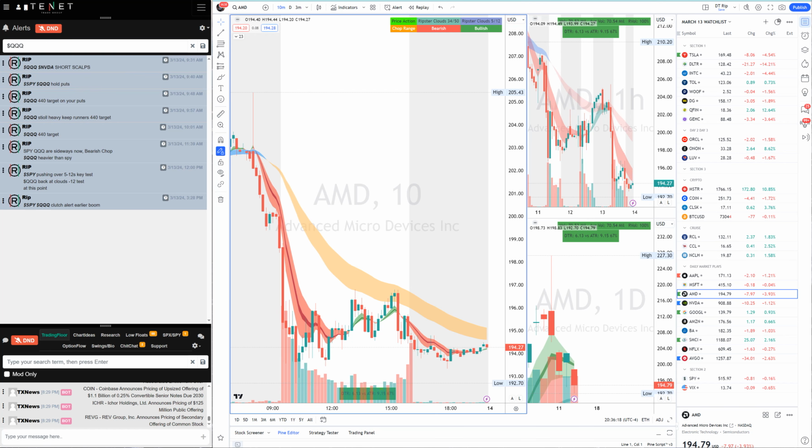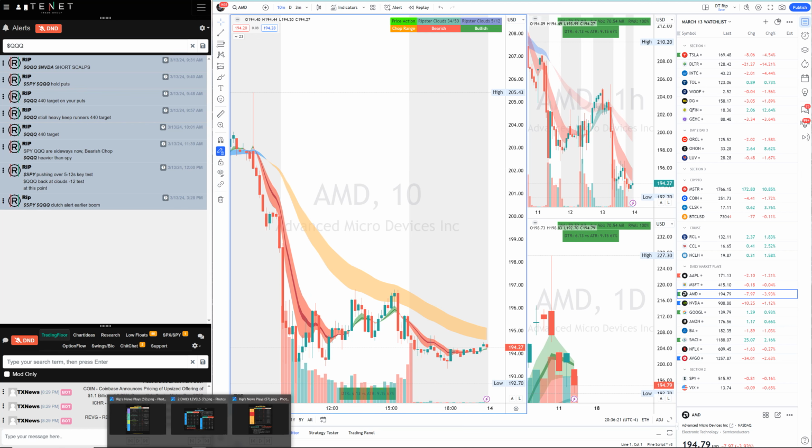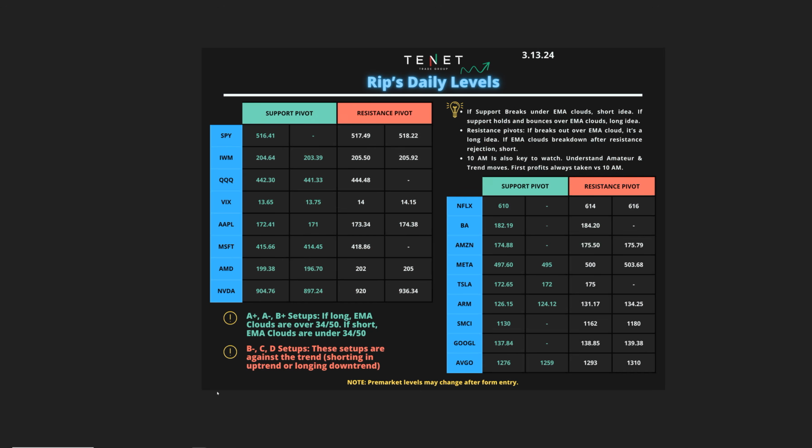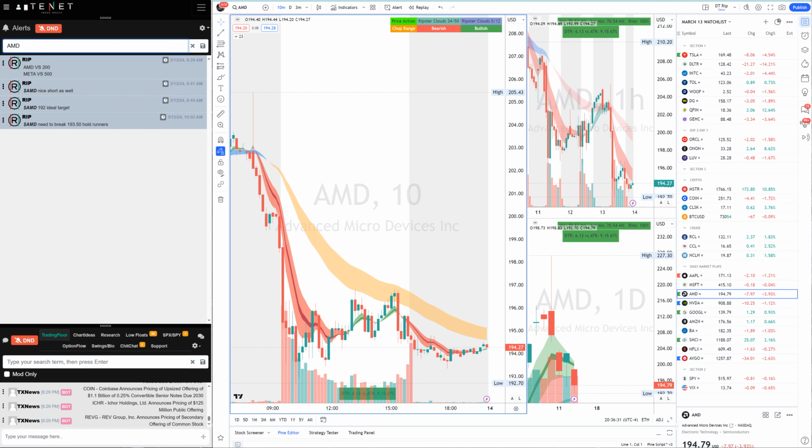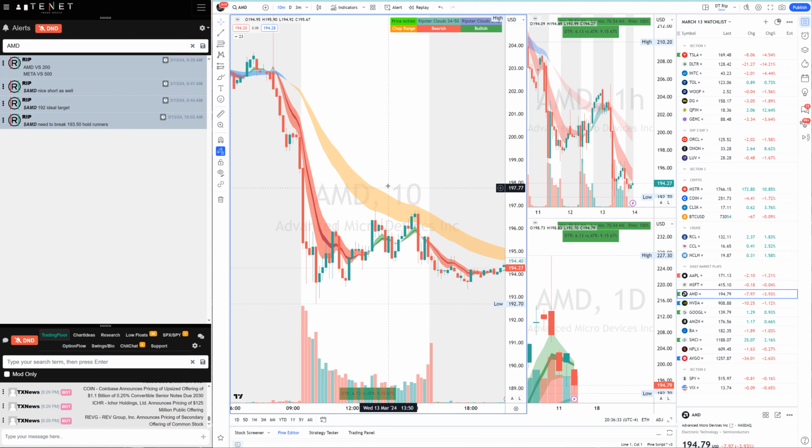So another short in the morning was AMD, right? Because SPY and QQQ were weak, so they were high probability trades. Let's look at AMD. Level was 199.38. Support level was the initial level on AMD. But more than that, AMD was a 200 level, right? 200 psychological short. So this was AMD 200 psychological short.